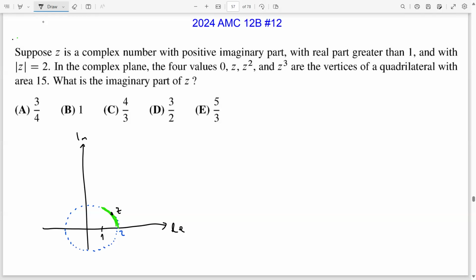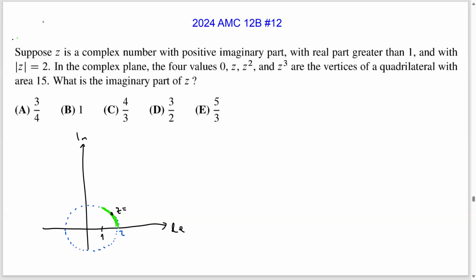Now, we also know that complex numbers, we can express them in polar form. So specifically, I'm going to write z as 2 times e to the i alpha, where alpha is the angle formed with the real axis. This equals 2 cosine alpha plus 2i sine alpha. And one thing to note here is that the imaginary part of z is equal to 2 sine alpha. So if I can find sine alpha, then we're good.